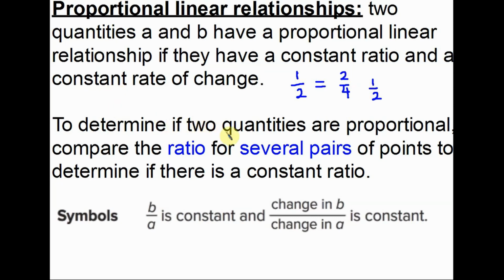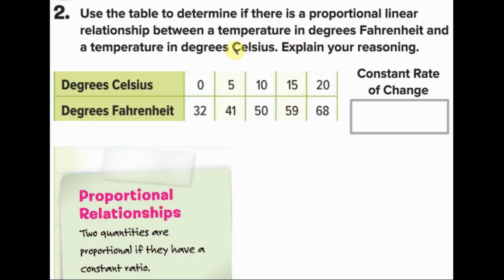If you want to determine if two quantities are proportional, compare the ratio for several pairs of the points to determine if there is a constant ratio. So let's look into an example. Number 2, use the table to determine if there is a proportional linear relationship between a temperature in degrees Fahrenheit and a temperature in degrees Celsius. Explain your reasoning. When they say proportional linear relationship, it's not much different than when you just have a linear relationship. So let's just repeat what we have done.